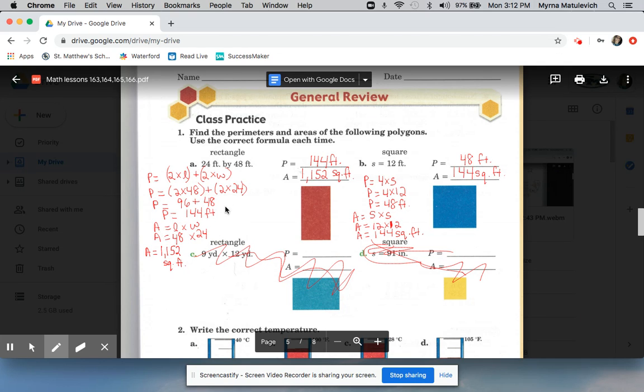Plug in your length and width, plug in your side, and then you should have gotten 144 feet for the perimeter, 1,152 square feet for the area of the rectangle, and 48 feet for the perimeter of the square, and 144 square feet for the area of the square.